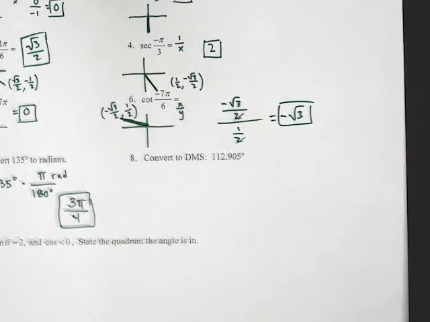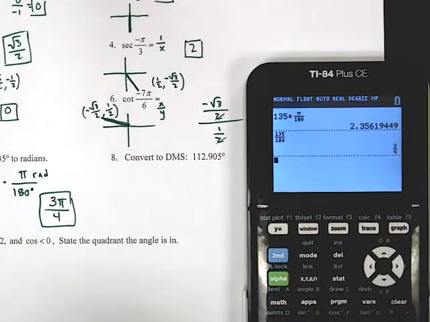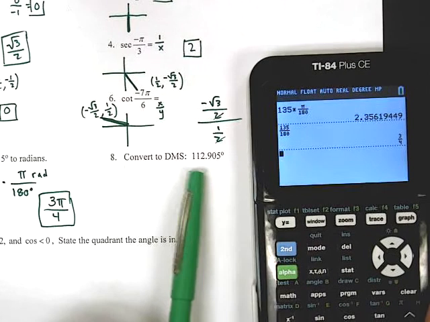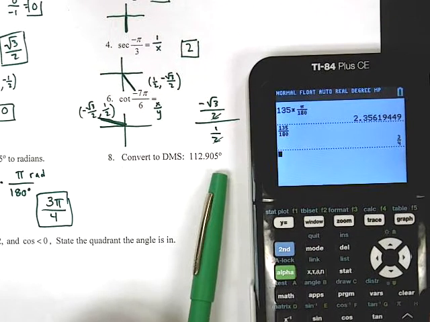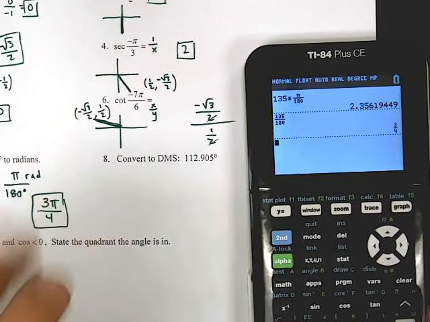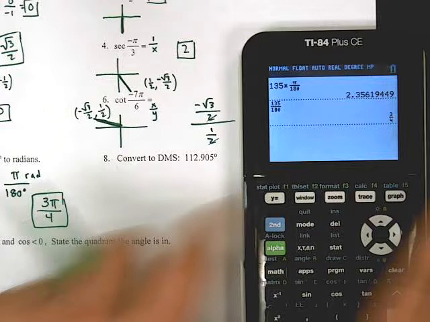Okay, here's another something that you will be asked to do. If we want to convert to degrees, minutes, seconds, notice I give you a decimal degree. Well, we can convert this to degrees, minutes, and seconds with a nice, easy option on your calculator.